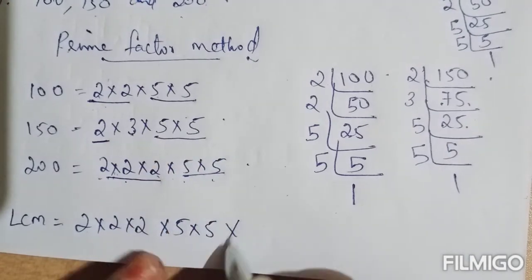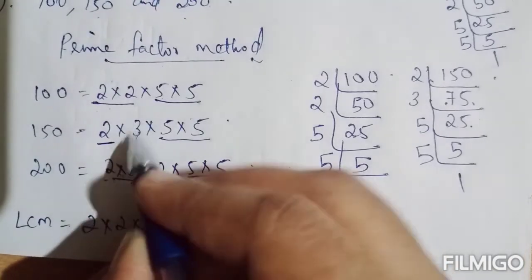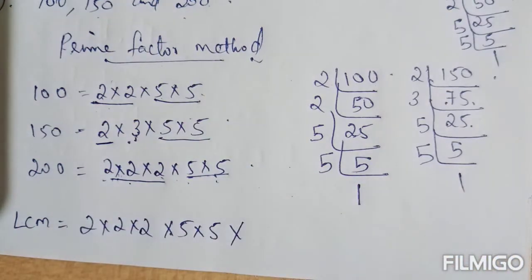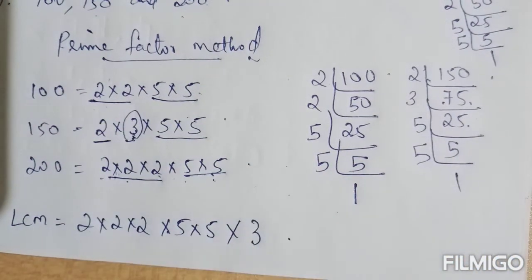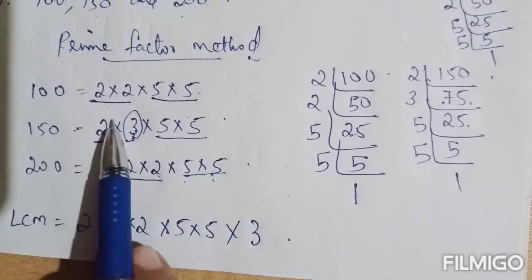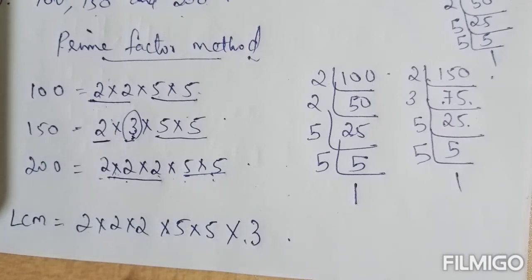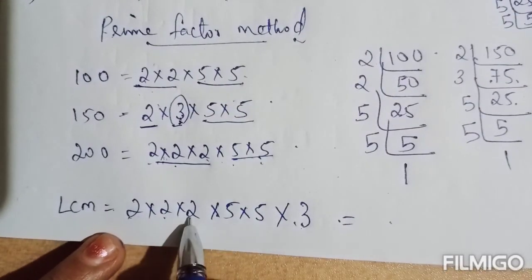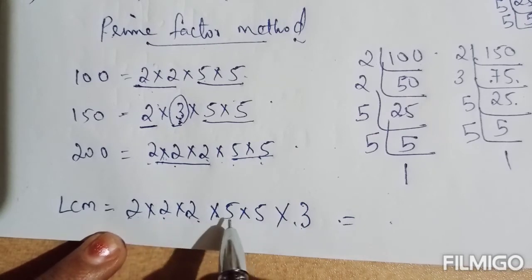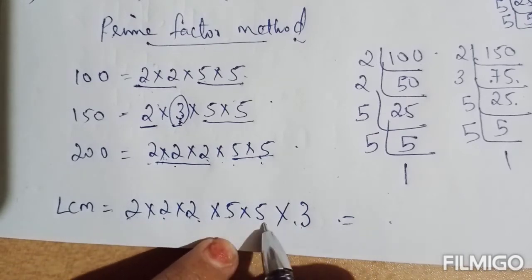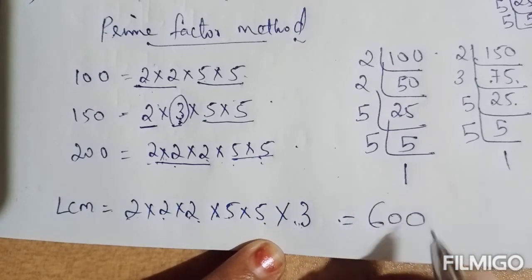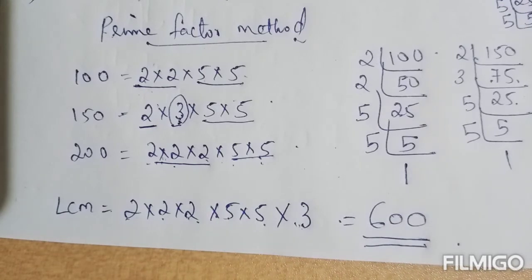Okay, now in 150, 3 is coming 1 time, and in 100 and 200, 3 is not coming. So you can select this 3 also, into 3. That 1 time 3 you can select here. Okay, you can take it to find the LCM. Now on multiplying, what will you get? 2 into 2 into 2, it is 8. 8 into 5, 40. 40 into 5, 200. 200 into 3, it is 600. So the LCM of 100, 150 and 200 is 600.